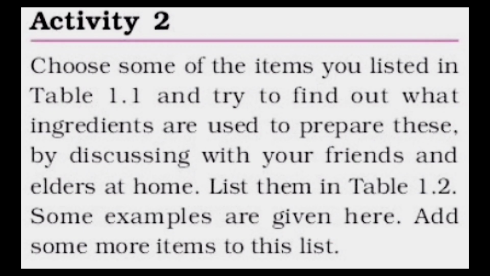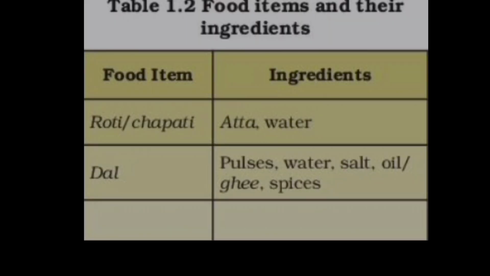Now, pause the video and read activity 2. Thereafter, we solve table 1.2. Table 1.2. Food items and their ingredients. Column 1. Food item. Column 2. Ingredients. Row 1. Roti or chapati. It is made up of atta and water. Row 2. Dal. Dal is made up of pulses, water, salt, oil or ghee and spices.